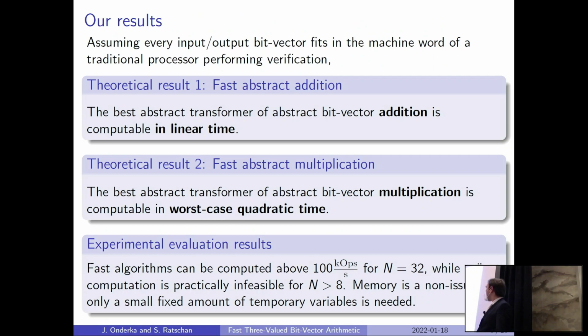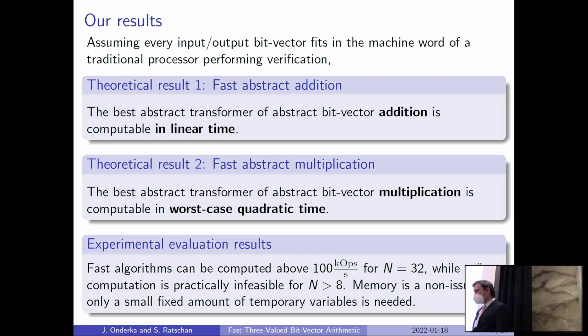Well, we have done our research, and our results are that for addition and multiplication, yes. And we assume that a traditional processor is performing verification, and every input and output bit vector fits in the machine word of it. If this doesn't hold, it might have some linear time slowdown or something like that, but it's polynomial time as well.